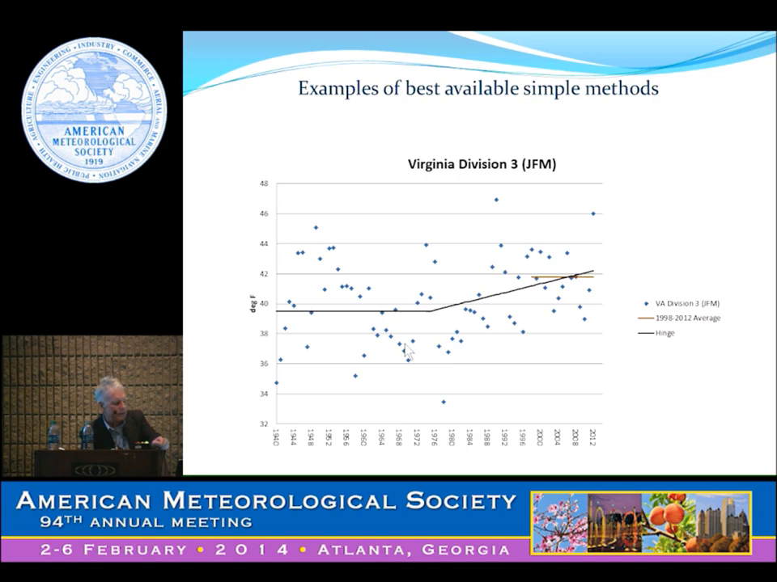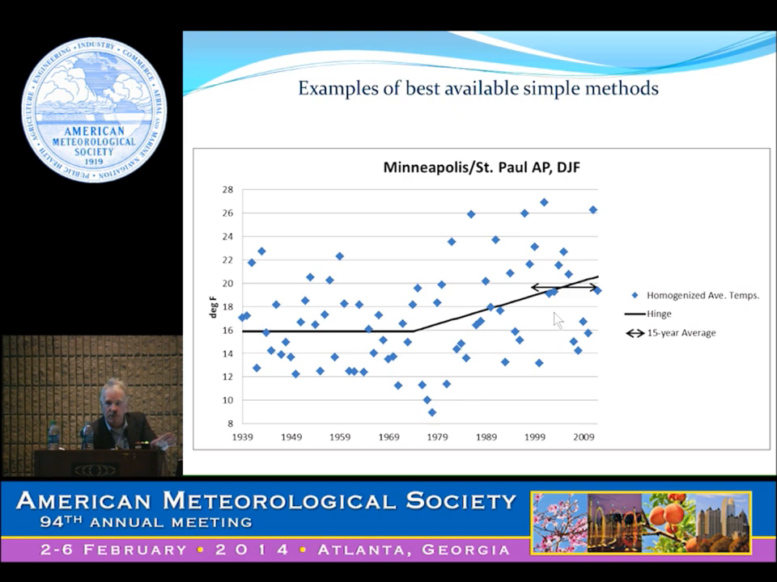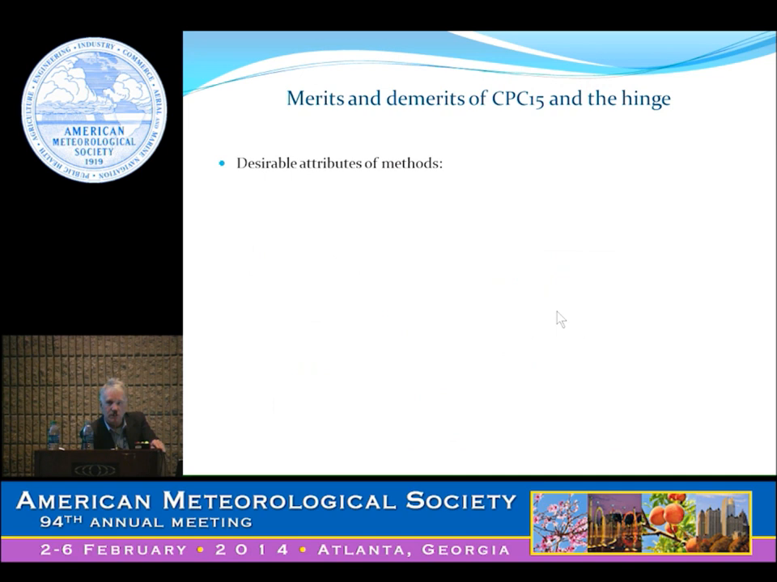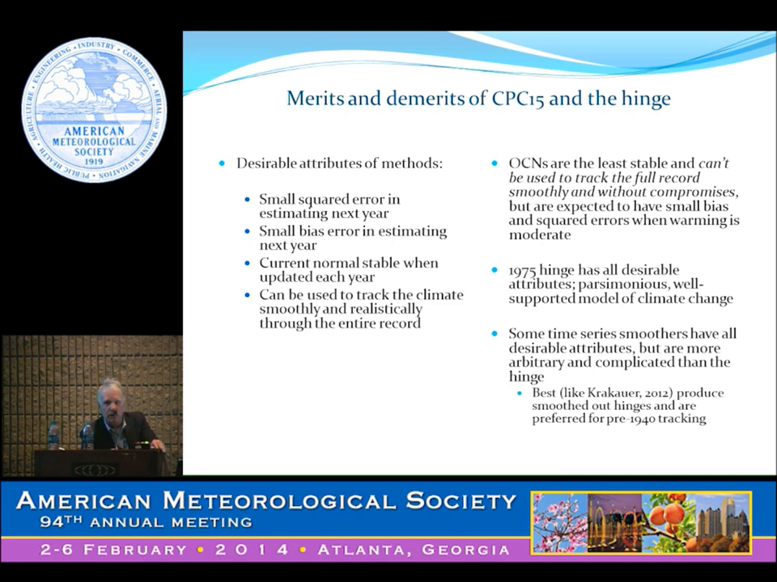Now, why did I put this up again? It's just to remind you, the two best competitors, at least from using simple-minded approaches, are the 1975 hinge and the 15-year normal. Here's another example that I used recently in a natural gas rate case, Minneapolis-St. Paul Airport in the winter. Since I've got only 4.5 minutes, I'm going to skip this slide. It makes one major point, but okay, I won't.